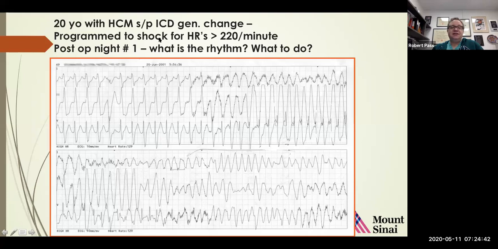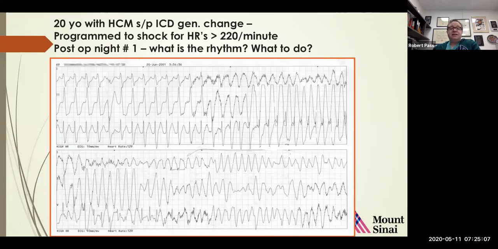Reposition of the lead, says Ray Morales. Very good idea. Only problem, Ray Morales, is that this lead has been in for 9 years. This is a generator change. So in order to reposition the lead, I would have to extract it and replace it. And back in 2001, extractions were not that common. But that is a good idea.